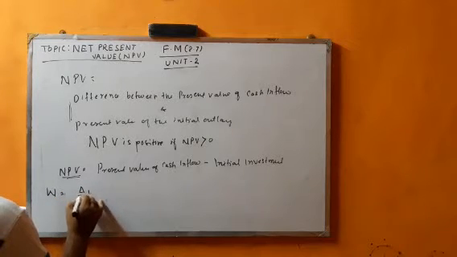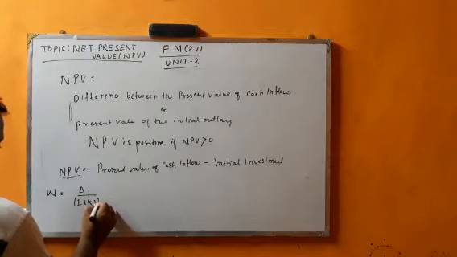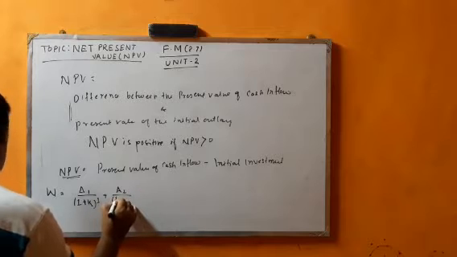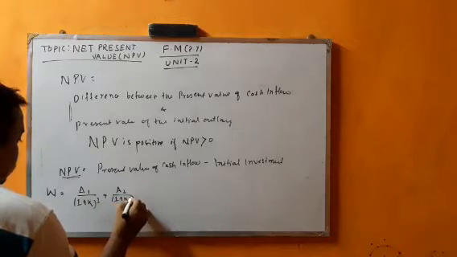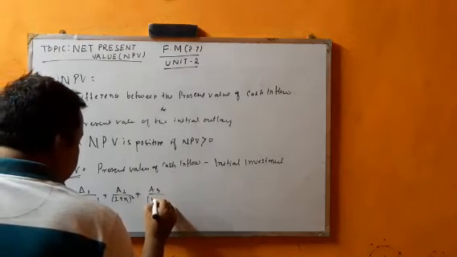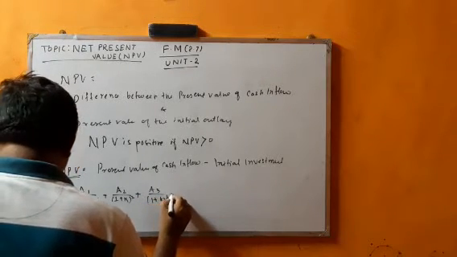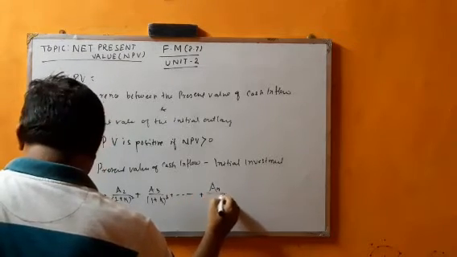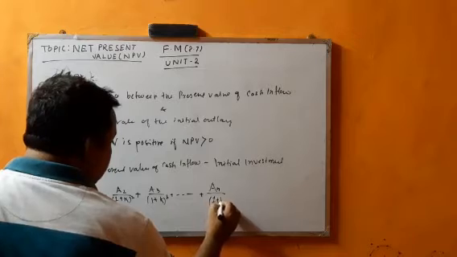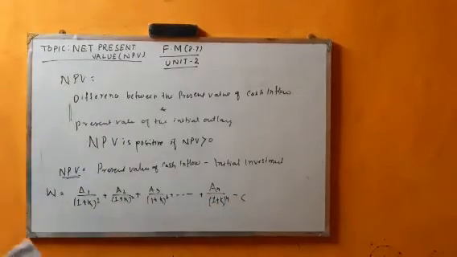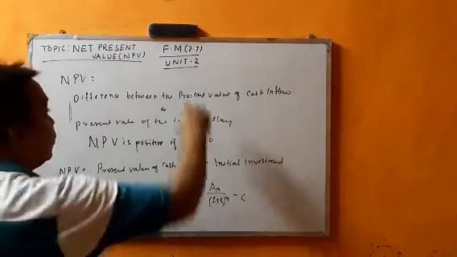W is equal to A1 by (1 plus k) to the power 1, plus A2 by (1 plus k) to the power 2, plus A3 by (1 plus k) to the power 3, and it goes on like this, plus An by (1 plus k) to the power n, minus C.